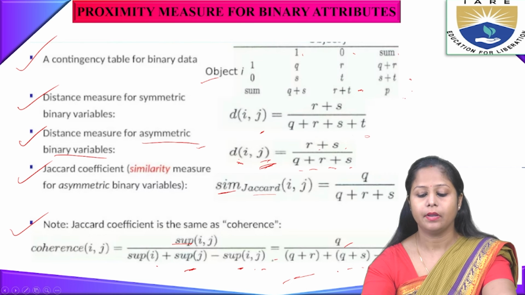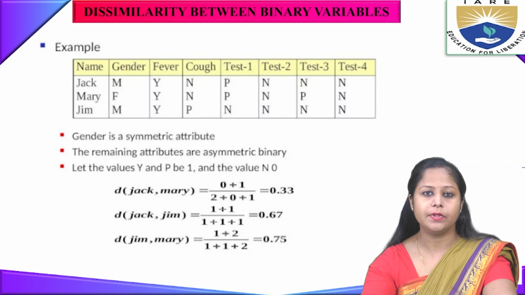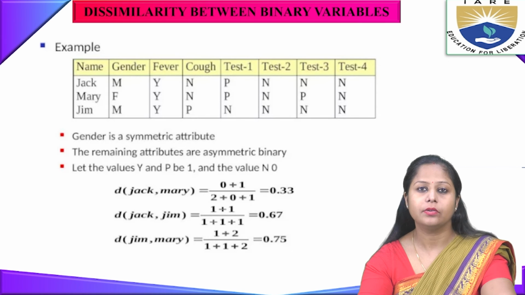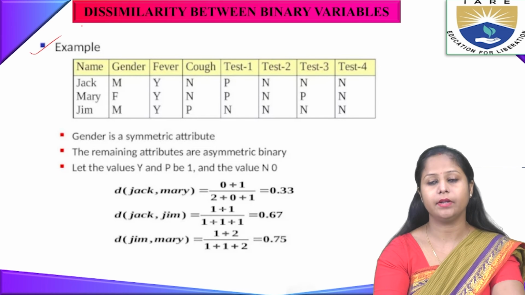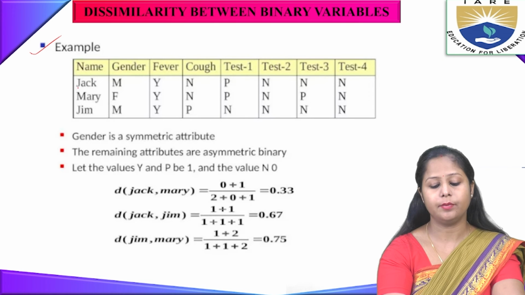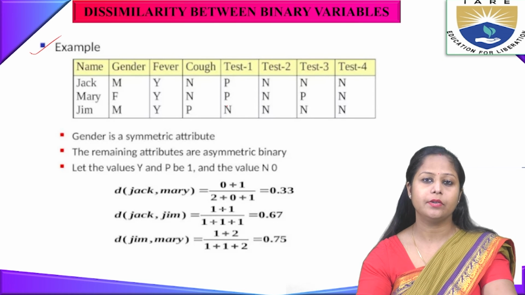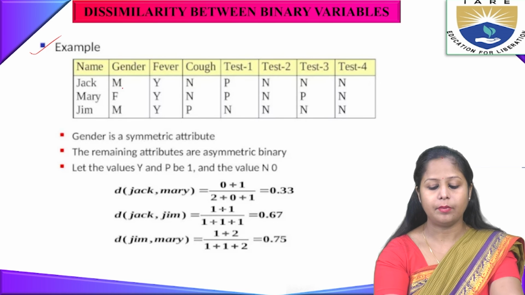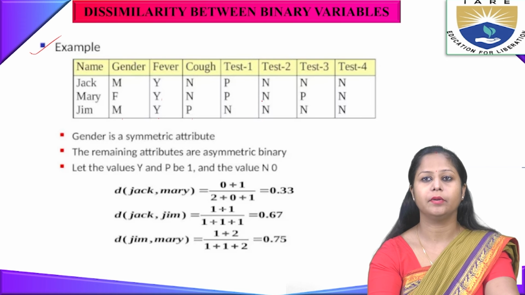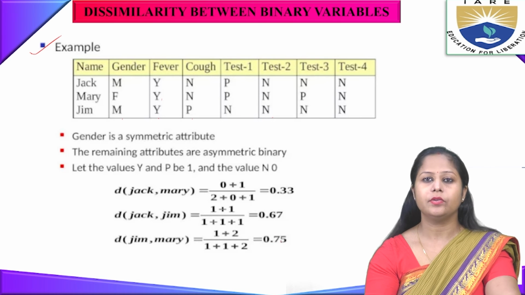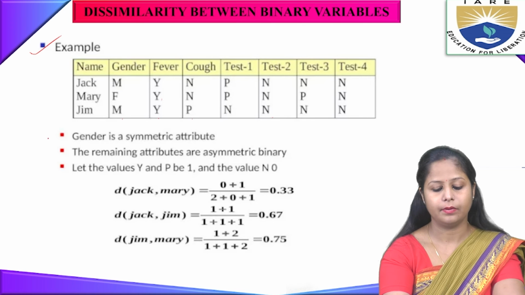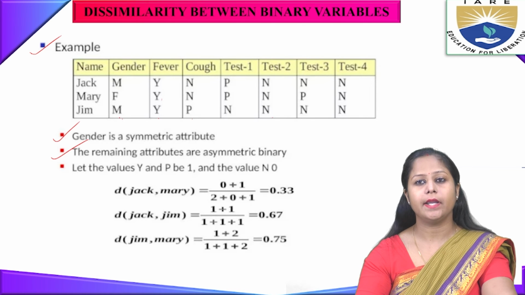So there were some formulas to measure the proximity for binary attributes, the dissimilarity between binary variables. So we will take an example. We have a table with the columns name, gender, fever, cough, test 1, 2, 3, 4, and we have the records of Jack, Mary and Jim. Jack is M, Y, N, P, N, N, N; Mary is F, Y, N, P, N, P, N; Jim is M, Y, P, N, N, N, N. So gender is a symmetric attribute here. The remaining attributes are asymmetric binary.